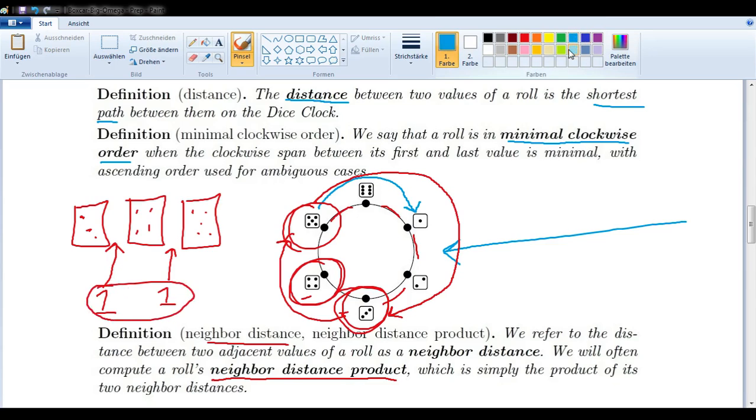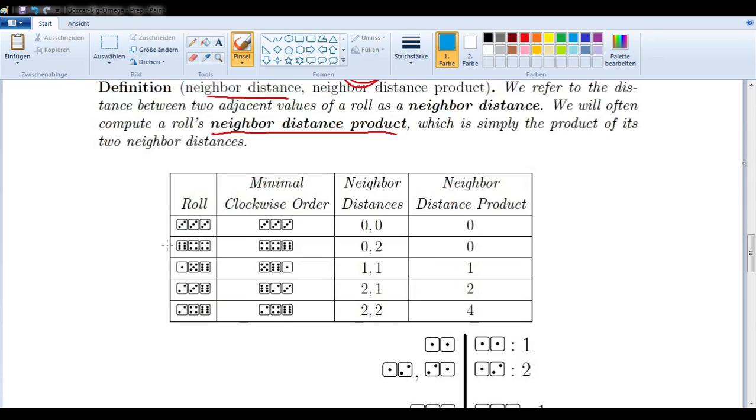So let's go back and, well, actually let's do an example here. Let's say we had the roll 2, 3, 6, maybe 2, 3, 6.